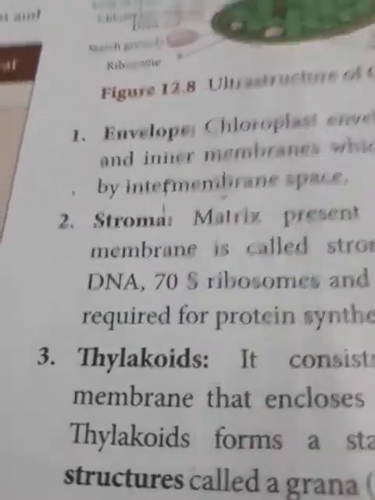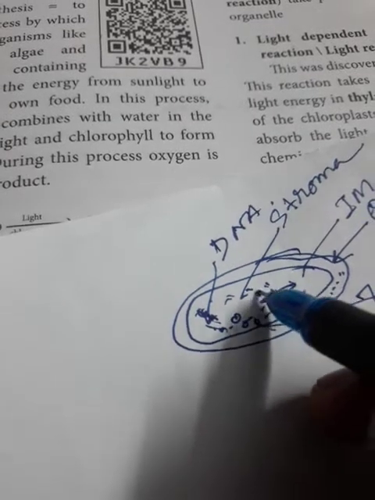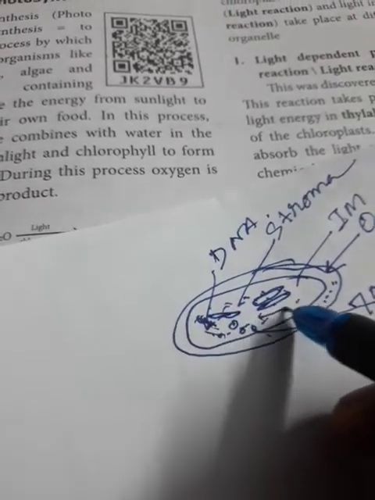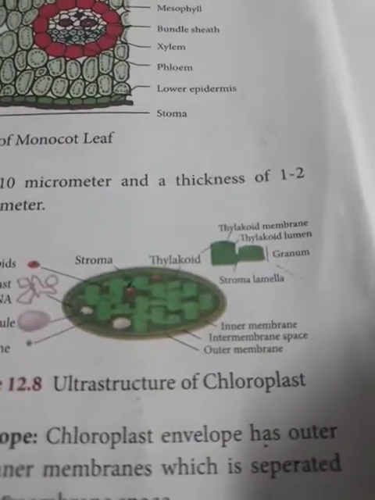Third part is called the thylakoid. In the stroma, so many sac-like structures are present. These sac-like structures are called the stroma thylakoids. Here you can see also. These are the sac-like structures can be seen. These are called the thylakoids.